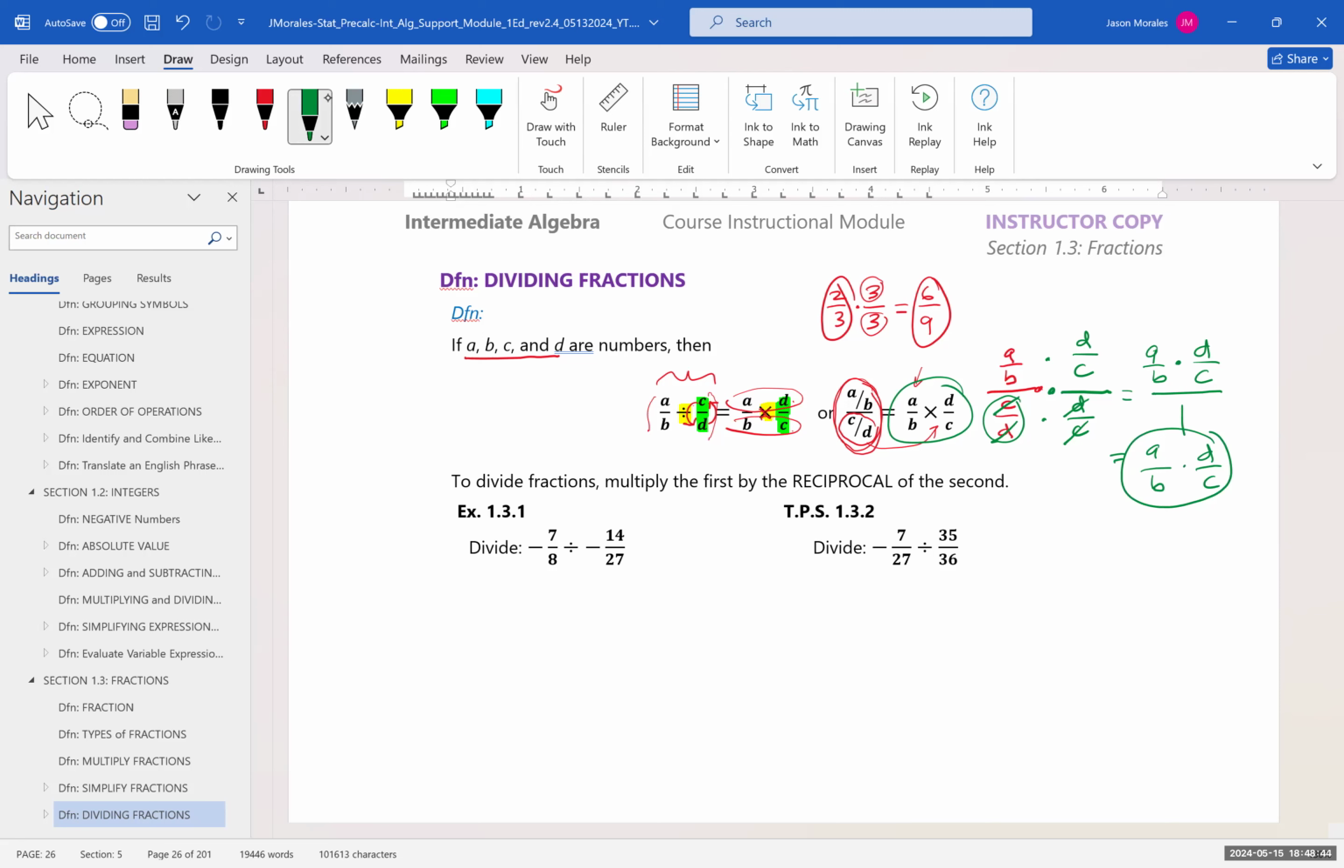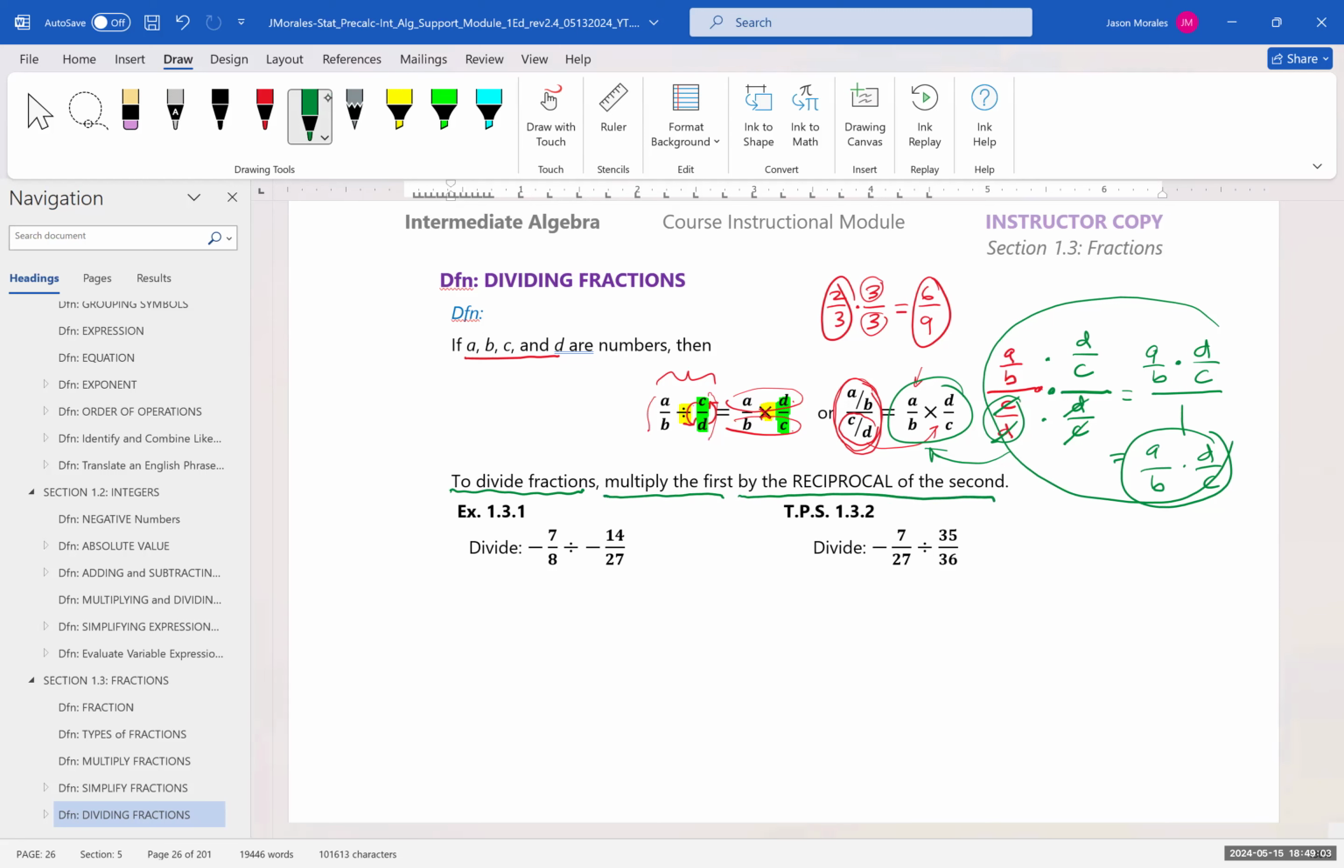Okay. So all of this is the long way of doing this process right there. So to divide fractions, multiply the first fraction by the reciprocal of the second. So let's look at an example of this.